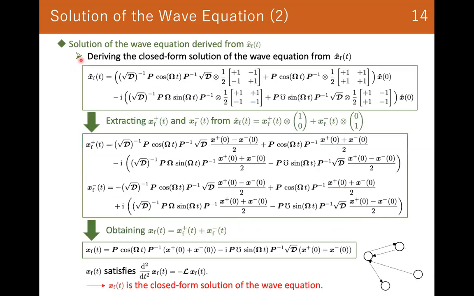Next, I will derive the closed form solution of the wave equation from x hat ft. This is the closed-form solution of the Fermion-type fundamental equation. xf plus t and xf minus t can be extracted from x hat ft. In addition, the sum xft of xf plus t and xf minus t is obtained. xft satisfies the wave equation, so xft is the closed-form solution of the wave equation.